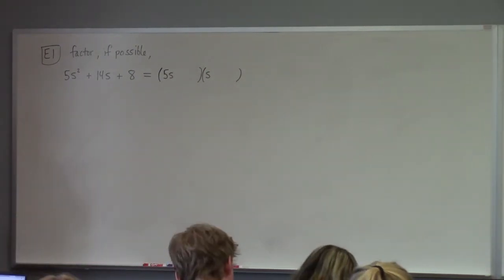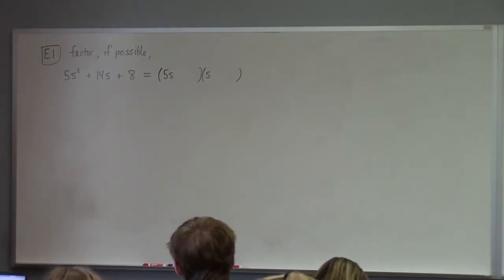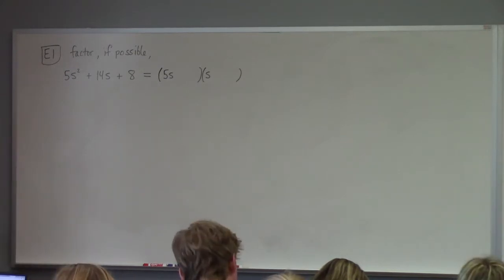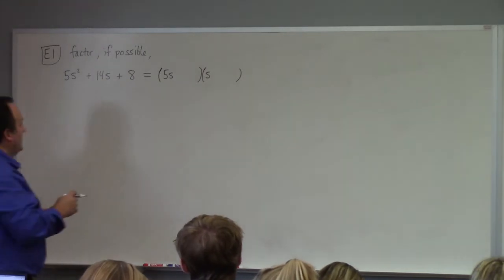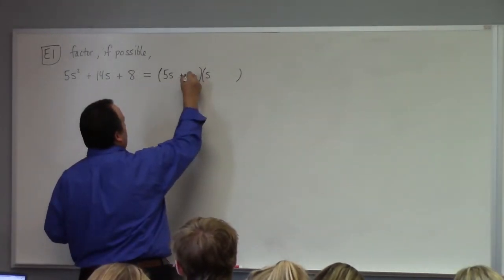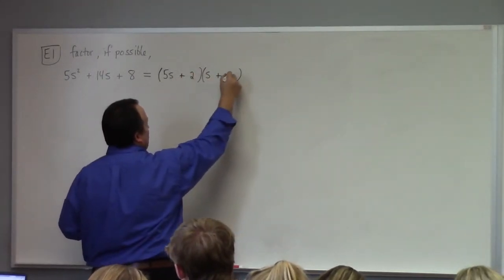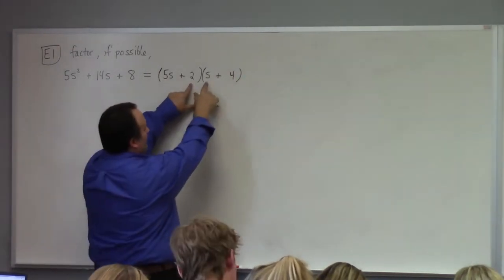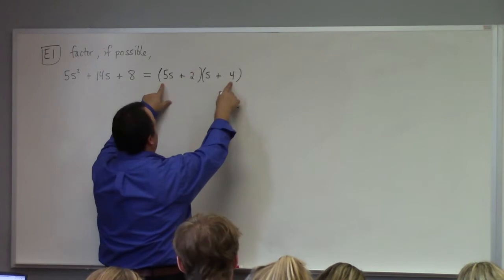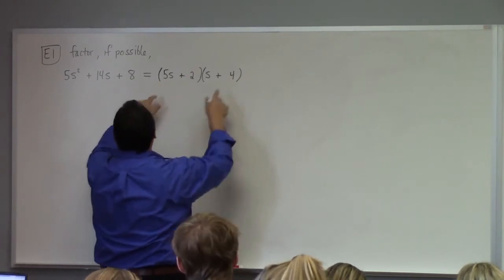So what do you think? What should we try? 8. We could factor 8 as what? Like 1 and 8 or 2 times 4, right? Those are your kind of obvious choices here. What do you think we should do? 2 and 4? So if I do plus 2 and plus 4, right? There's no minuses here, so I want pluses. That gives me, if I multiply it out, 2s and 20s. That's 22s.